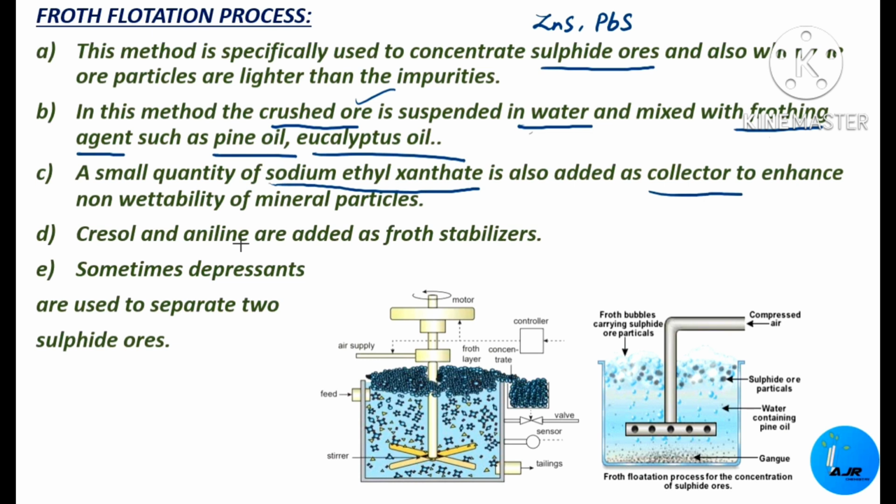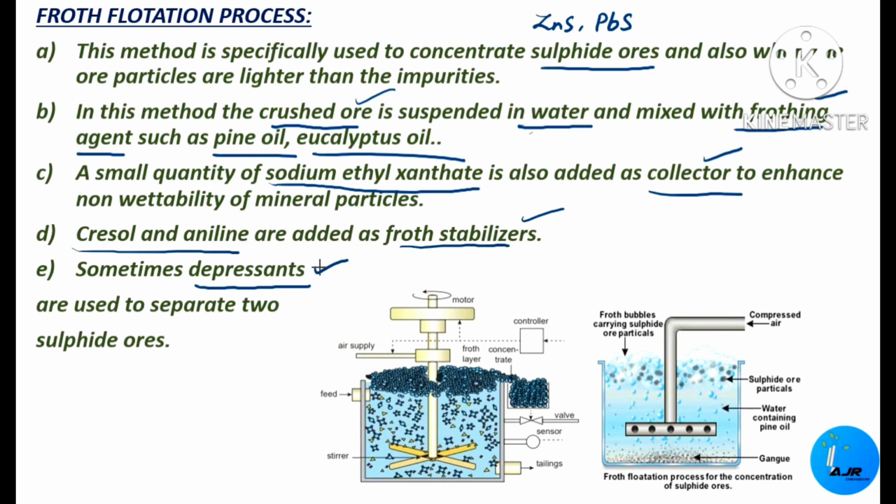Small amounts of cresol and aniline are added as froth stabilizers. These froth stabilizers are used to increase the binding force between the particles of the ore and the froth. These are important things to note while learning the froth flotation process. Then some amount of depressants are also added. So the things added here are the frothing agent, the collector, the froth stabilizers, and the depressants.